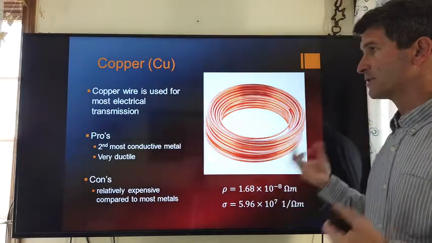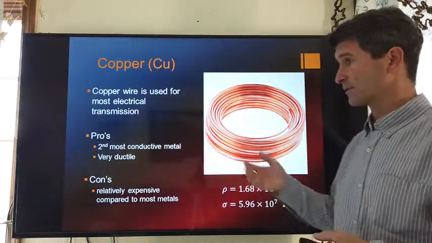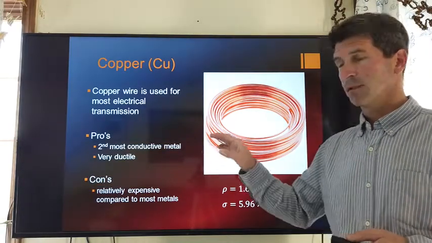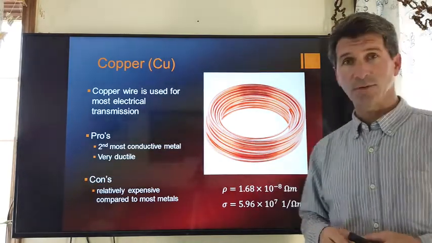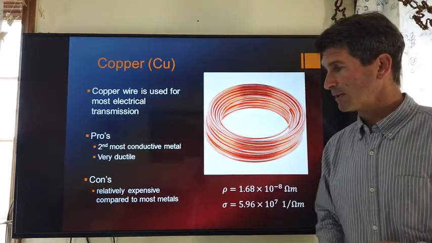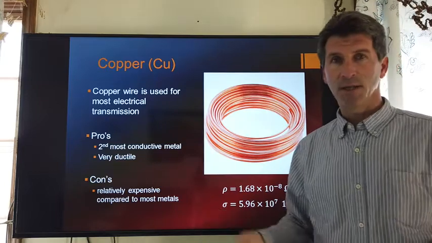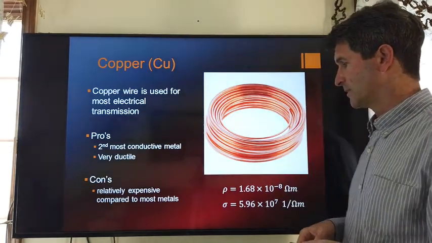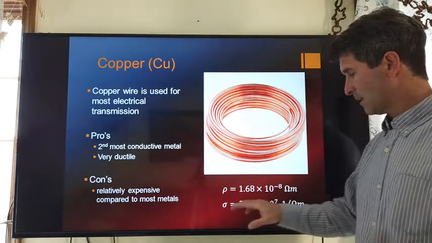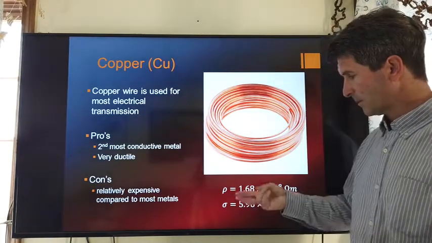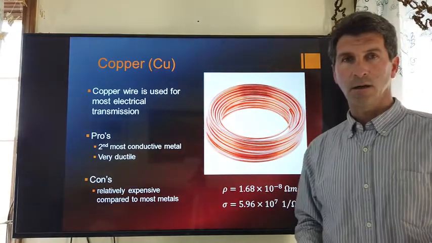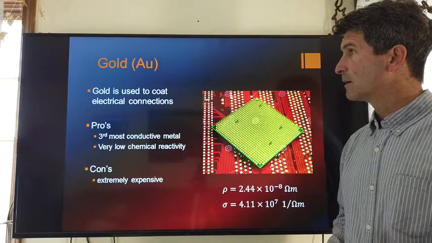Again, copper is used for most electrical wiring, most electrical transmission. It's the second most conductive metal that we have. Very ductile, which means we can draw it out into wire very, very easily. The cons are it is becoming relatively expensive just because it is such a good material for the purpose of wiring. So low resistivity, high conductivity. Remember, these are reciprocals of one another. The conductivity and resistivity are reciprocals.